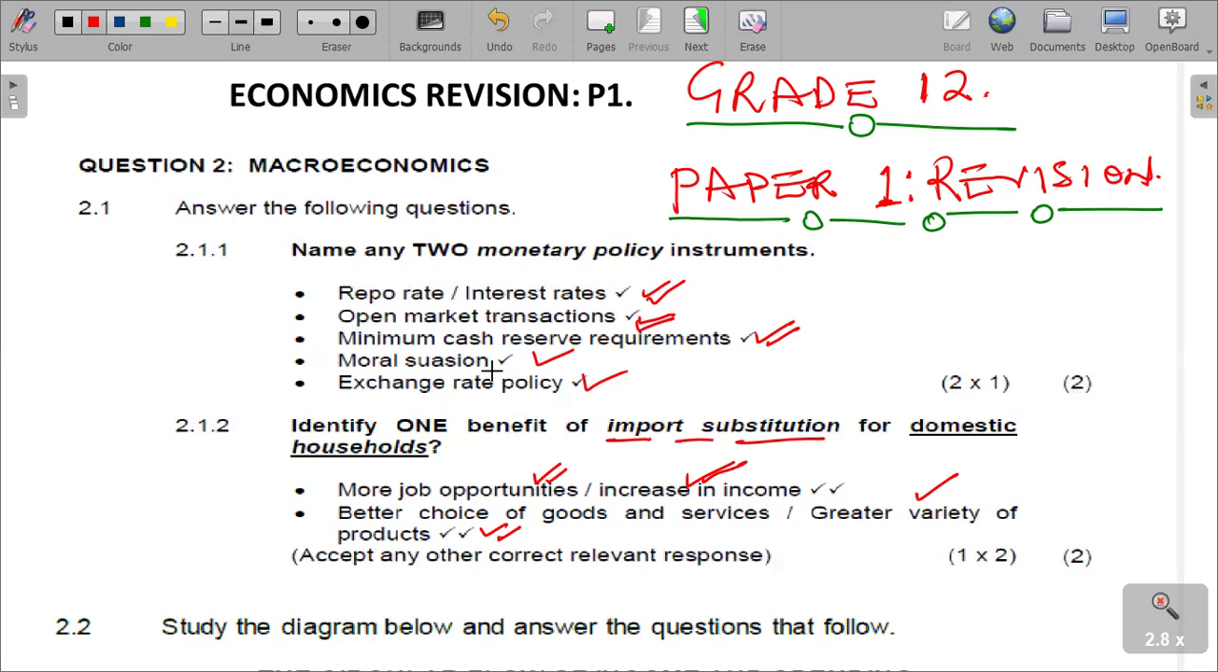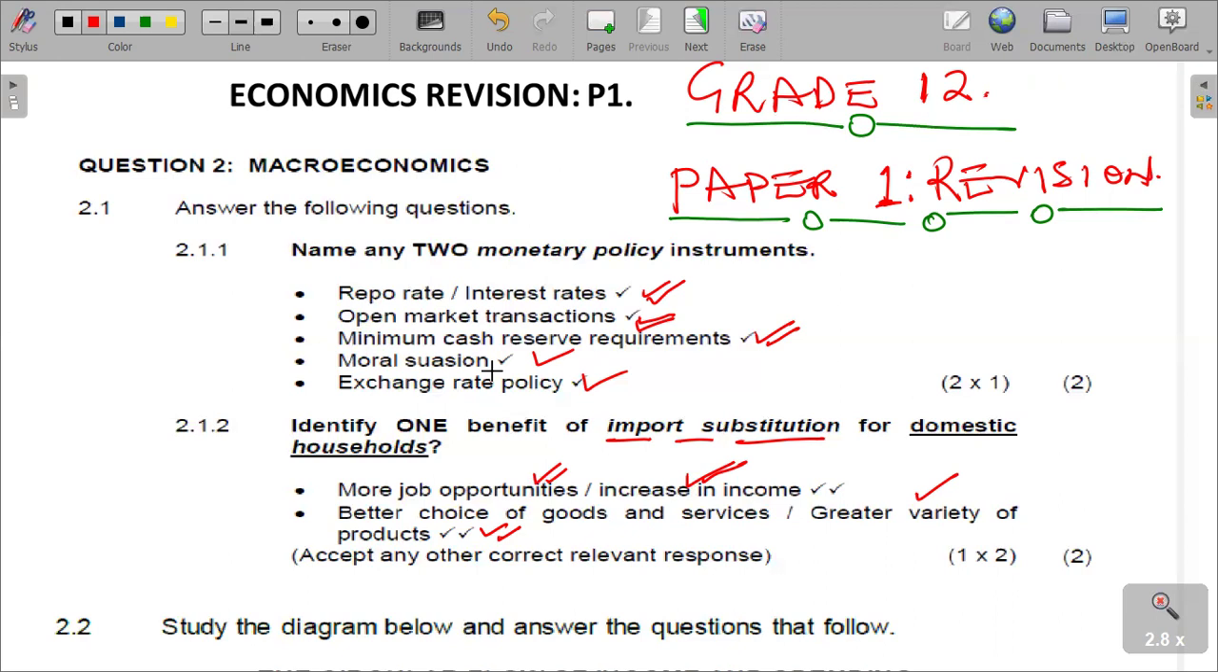So I just want to reflect to you that monetary policy is a policy that is used by government basically to control and stimulate the availability of money, which eventually affects the economic growth or the economic response of the country as a whole. So we have got some instruments that I've just included there, say repo rate or interest rates.